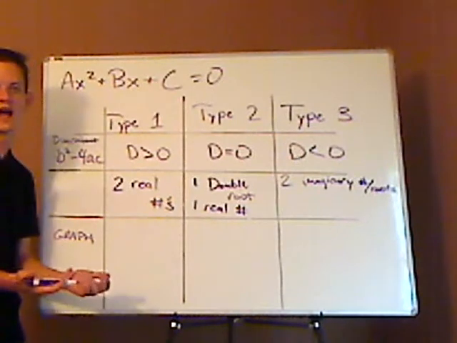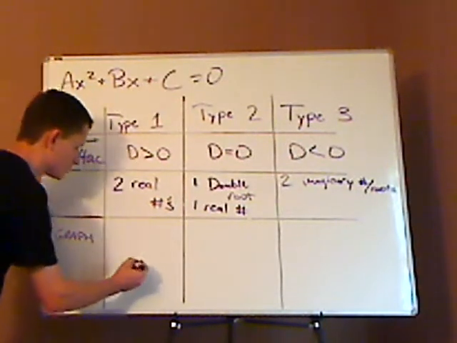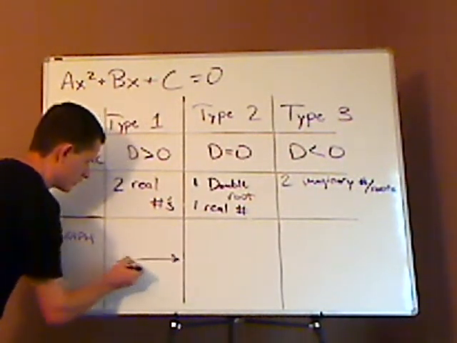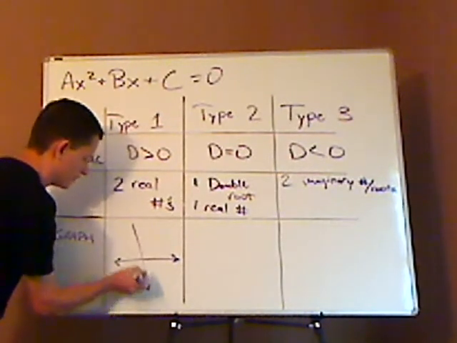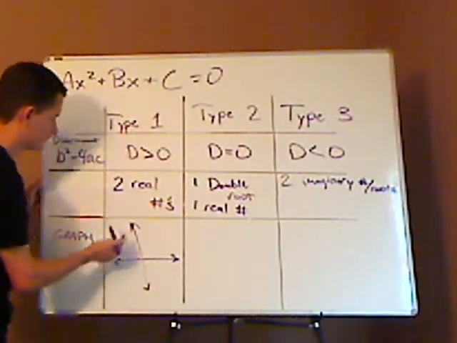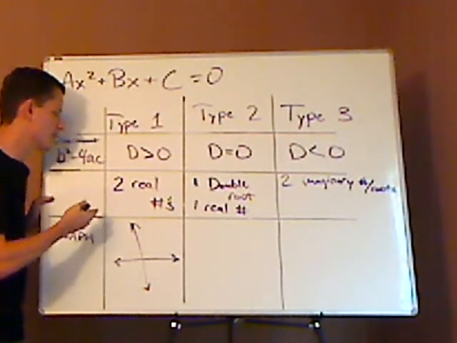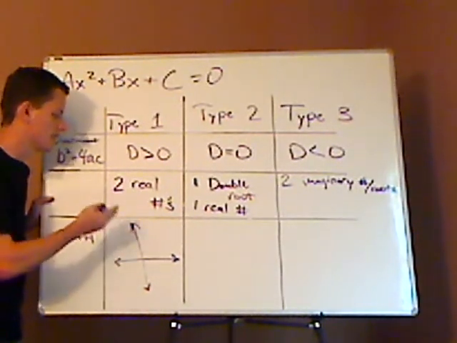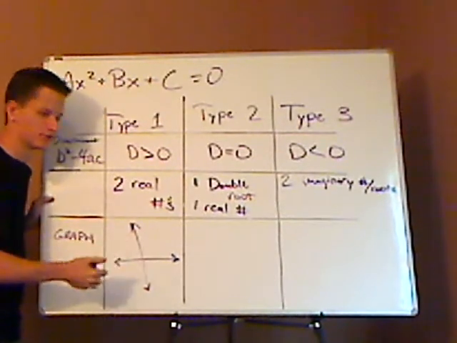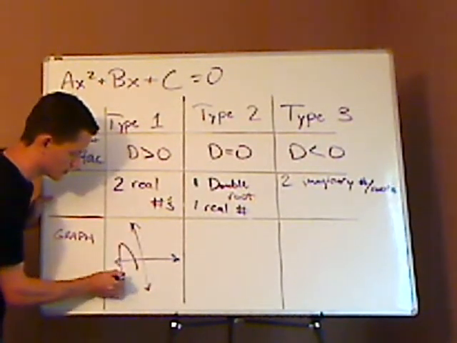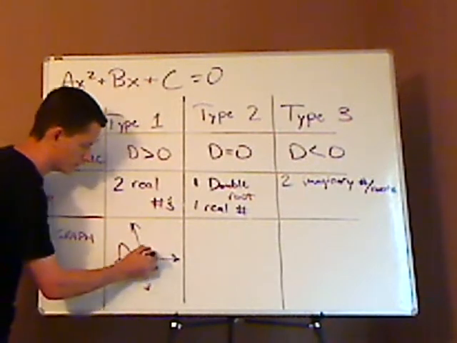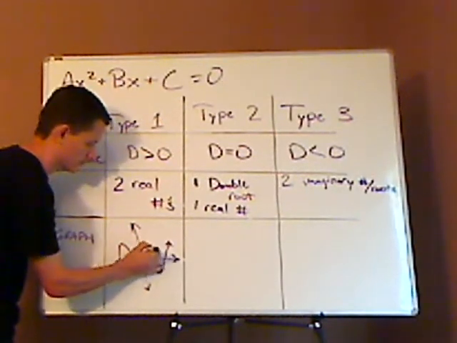So what will the graphs look like? Well, here it's going to be really clear. I'm going to make 2 of them. Well, there are 2 real roots. That means that the quadratic function has 2 x-intercepts. So it's going to look like this, or it's going to look like this if it's facing up.